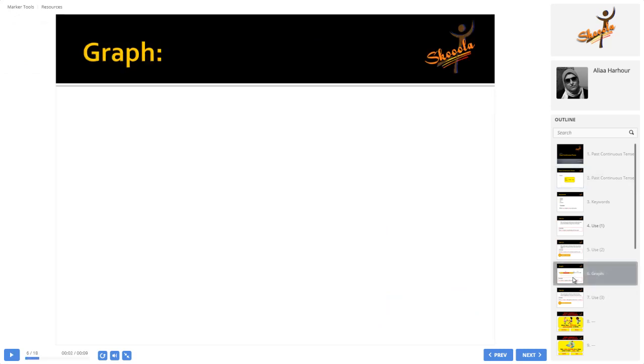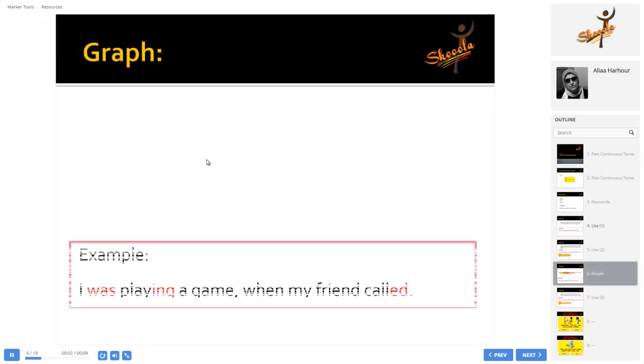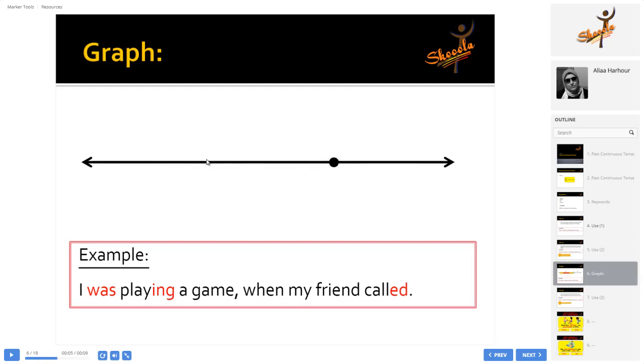The usage. What do I mean by the usage? When do we use the past continuous tense? From the meaning, from the name, it is happening. It's not happening now, it's happening in the past. What do I mean by in the past? The action started and ended in the past.